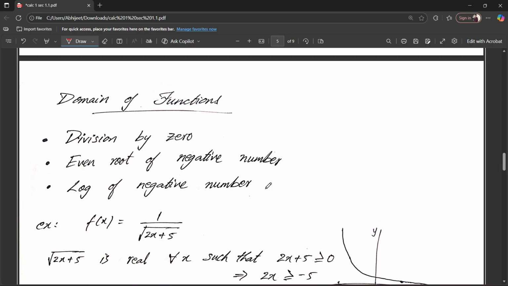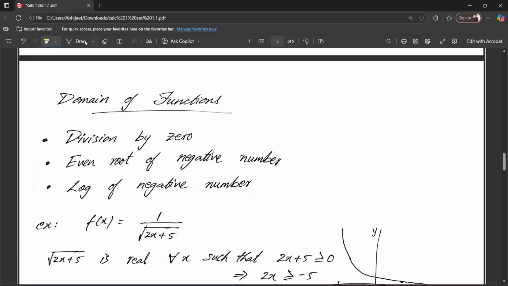Now, when we talk about the domain of functions, can it be anything? Can you say any number that is possible in math, any number whatsoever can be in the domain of a function? Well, not quite. There's majorly three restrictions that don't allow some things. What are they? One is division by zero.